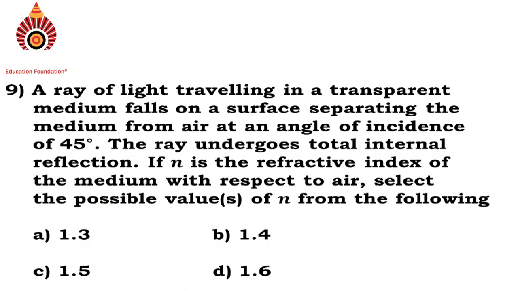Let us move to question number 9. A ray of light traveling in a transparent medium falls on a surface separating the medium from air at an angle of incidence of 45 degrees. The ray undergoes total internal reflection. If n is the refractive index of the medium with respect to air, select the possible values of n from the following.